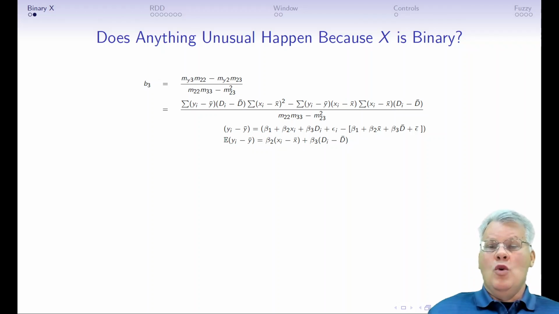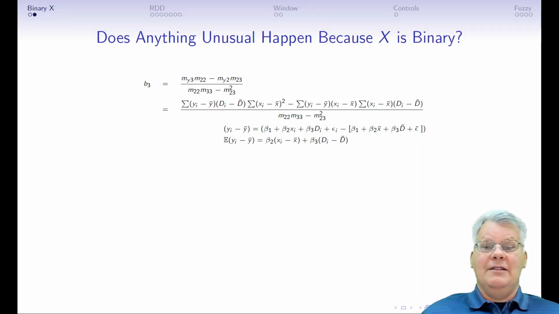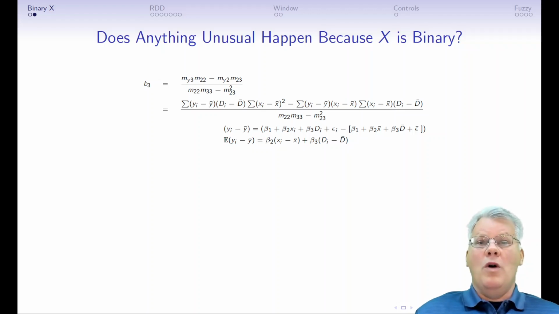And then finally, when I take the expectation of those terms, the expectation of every epsilon is 0. So this means that the epsilon term goes away, as well as epsilon bar. And then I have beta 1 added in and subtracted out. So what remains when I take the expectation of yi minus y bar is this term of beta 2 times xi minus x bar plus beta 3 times di minus d bar.